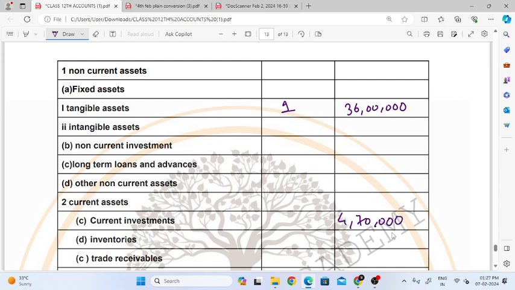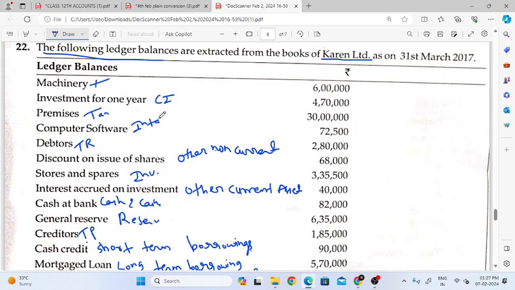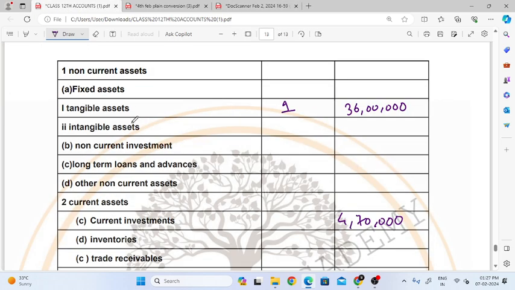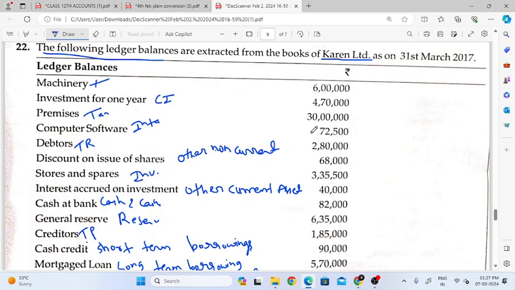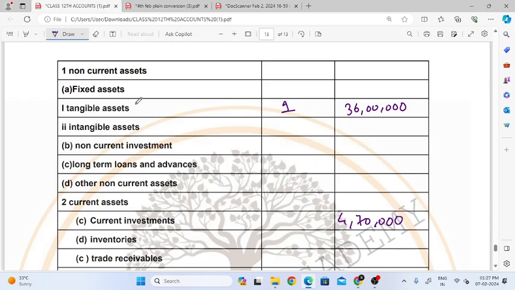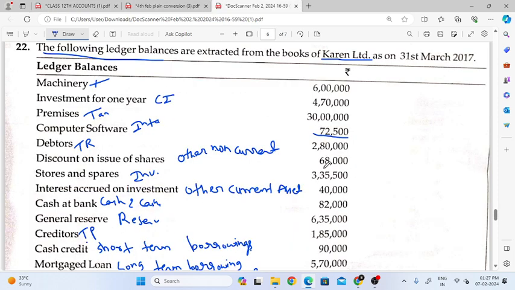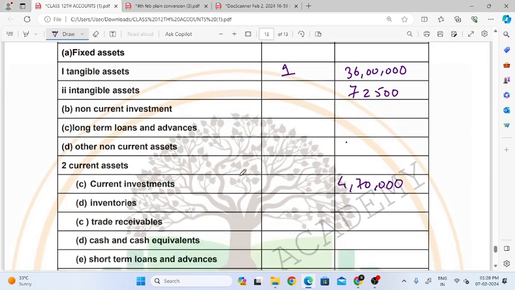Then next is inventories. Any other inventories are there? Okay, we'll check this first. Tangible we took. Intangible, any intangible asset? 72,500, computer software 72,500. Then other non-current assets. Other non-current assets are discount on issue of shares 68,000.